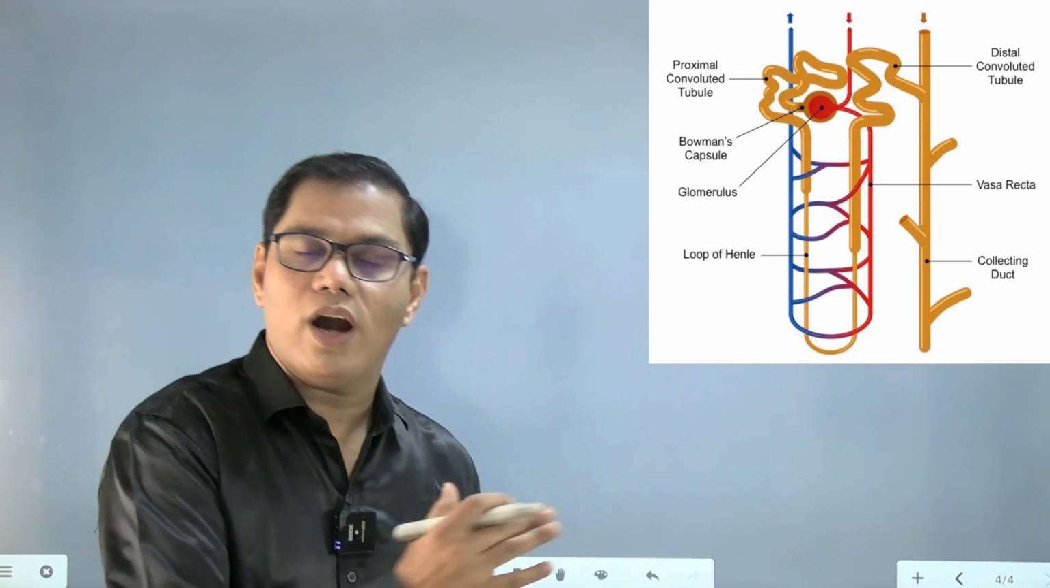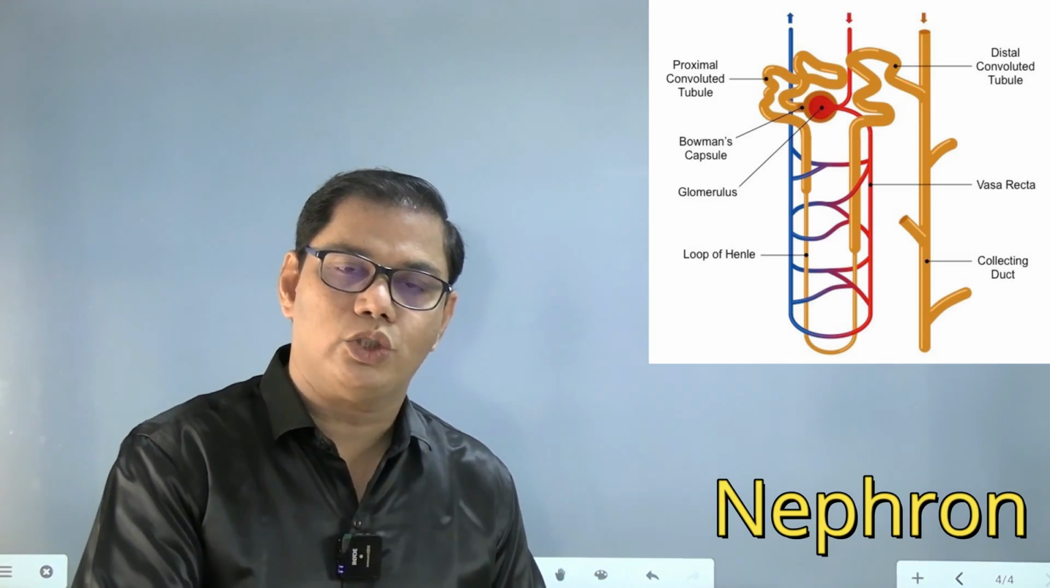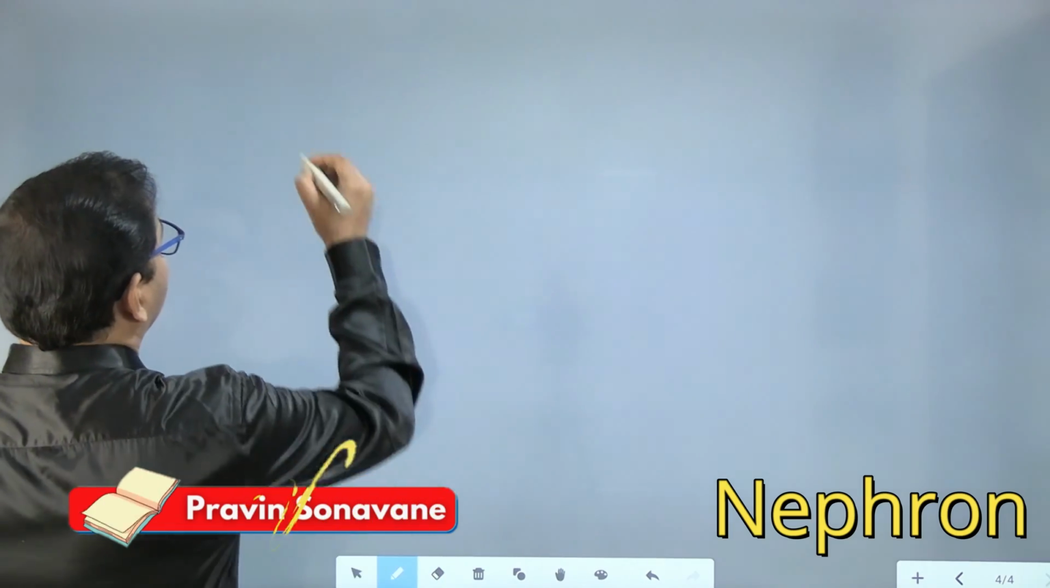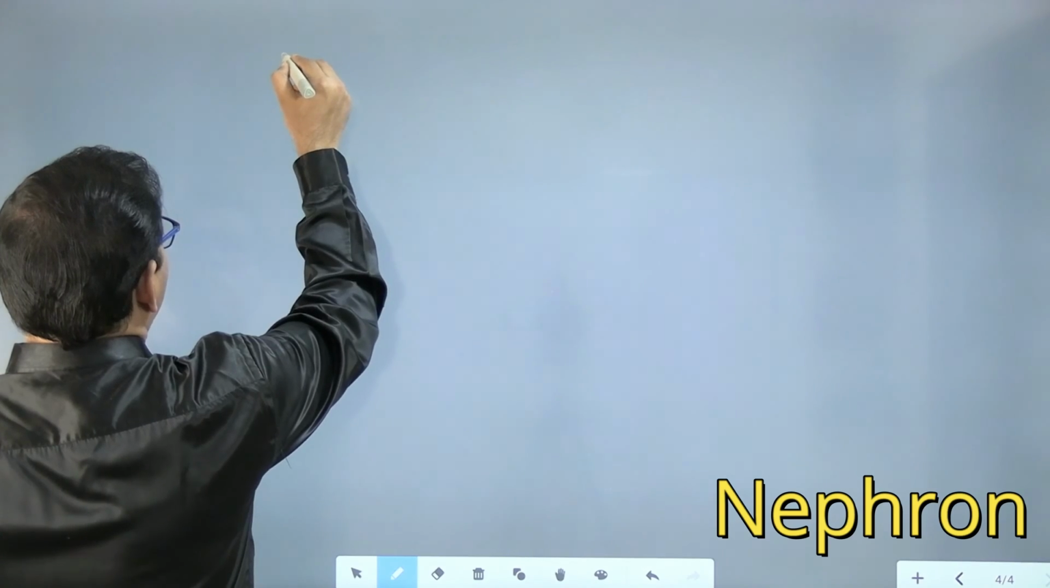This diagram may not be beautiful, but it will have all the parts properly shown, and with this diagram you will definitely get full marks in the examination. So here we go with the diagram of the nephron. First of all, what we are going to draw is the Bowman's capsule.